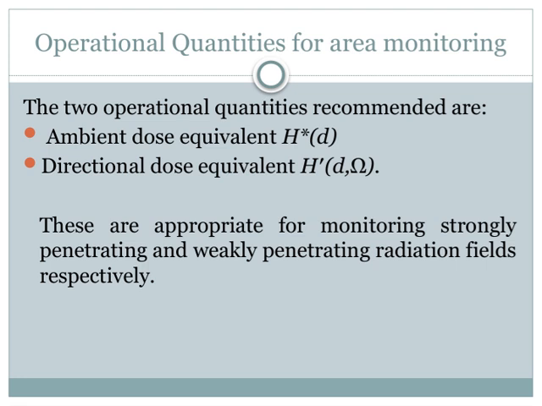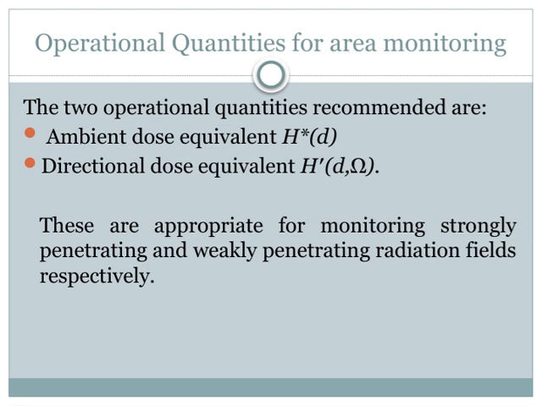The ambient dose equivalent, H*D, is most appropriate when dealing with strongly penetrating radiation fields. This means it gives us a good estimate of the dose from radiation that can penetrate deeply into materials, including the human body. On the other hand, the directional dose equivalent, HD omega, is more suitable for weakly penetrating radiation fields. This quantity considers the direction of the radiation, which is very useful when the radiation is less penetrating and the directionality matters for accurate monitoring.